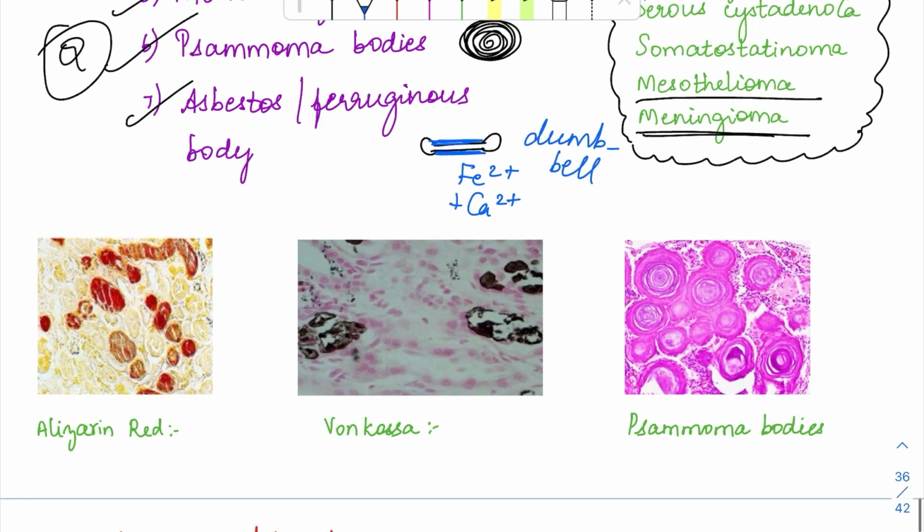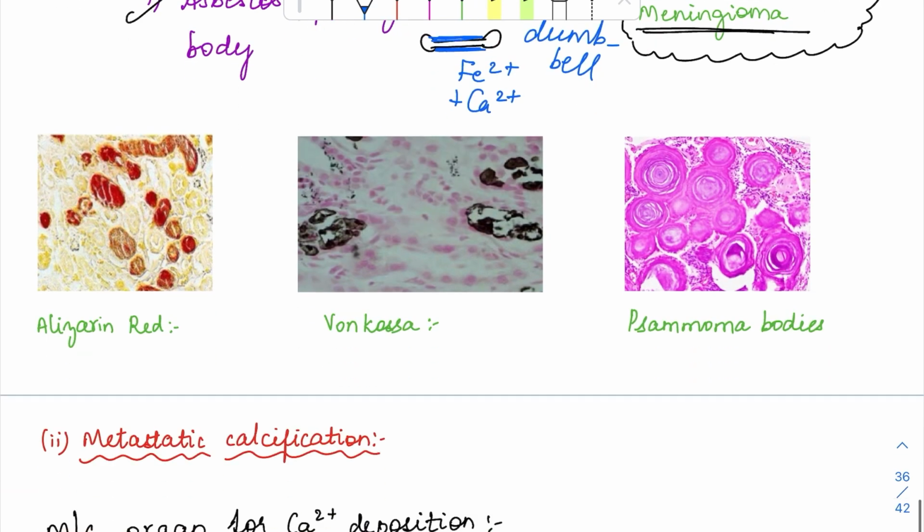So, how do you stain? What special stain do you use to identify calcium? We can use alizarin red. Alizarin red is a special stain for calcium, wherein the calcium will be stained red in color, as the name suggests. And von Kossa stain, here the calcium is going to be stained black.